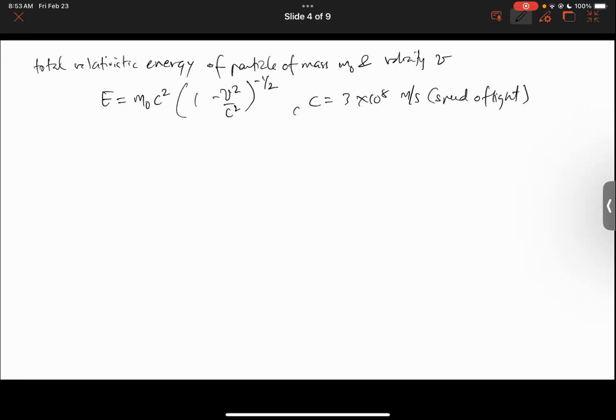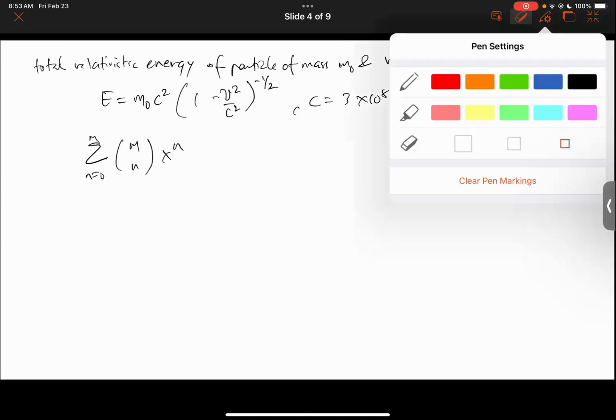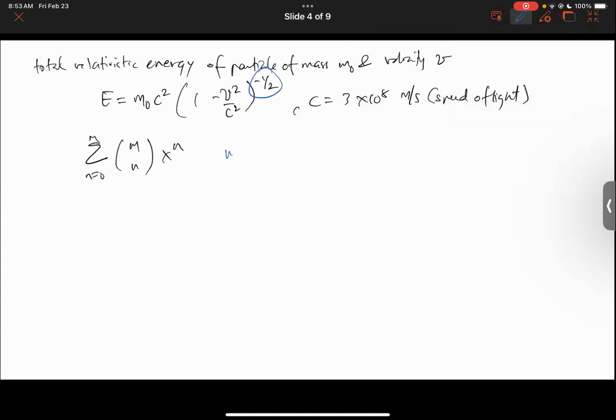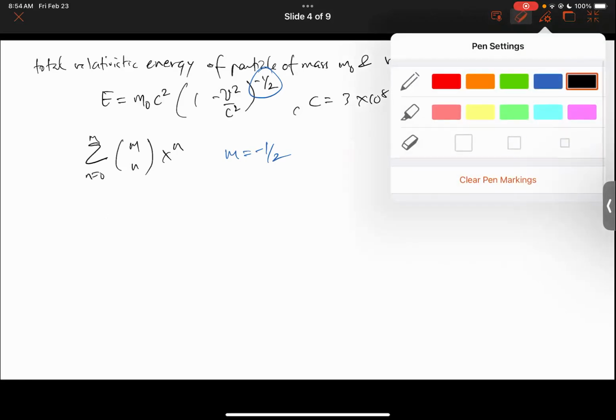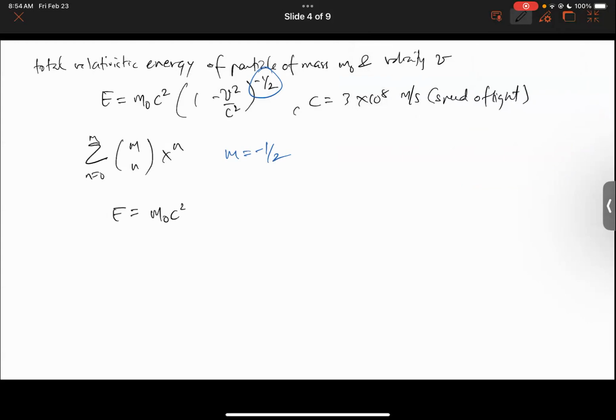So we can use, let's use muna yung binomial expansion in this case. So binomial expansion is the sum from n equals 0 to m of m choose n, x to the n. Ang m in this particular example ay negative 1/2. Okay, so we can write E is equal to m naught c squared.